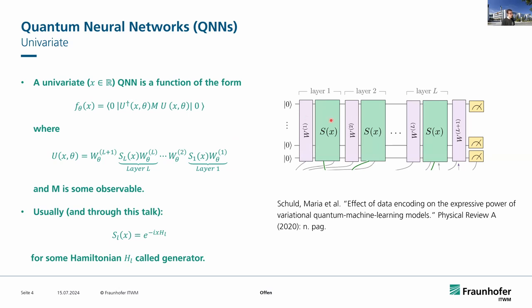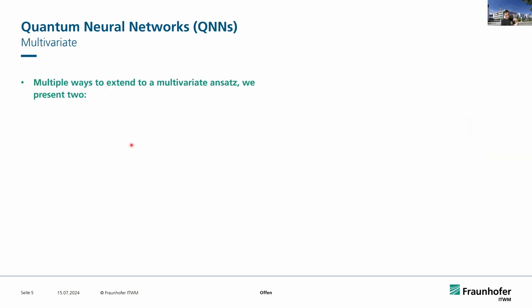Typically, you don't allow arbitrary data encoding blocks. Typically, as mentioned on the first slide, you take data encoding layers of the following form. You take the operator e to the power of -i times your variable x times some Hamiltonian H. And through this talk, it's convenient to talk about generators. Yeah, so we call them generators. Okay, so that was the definition of univariate models.